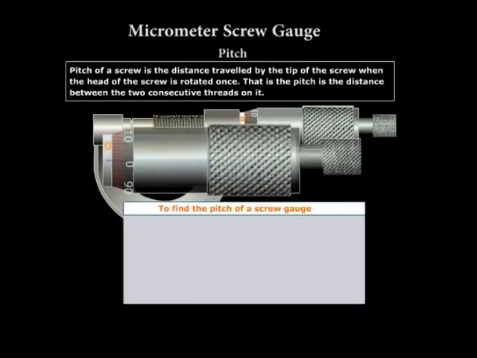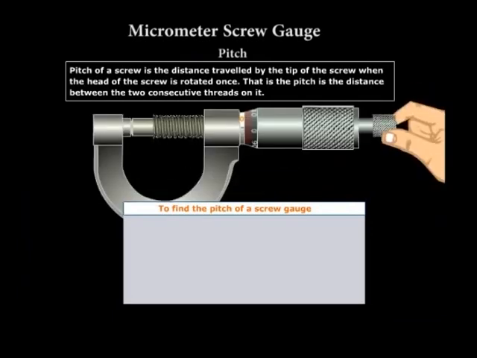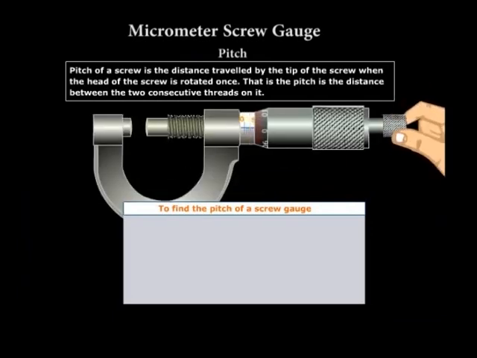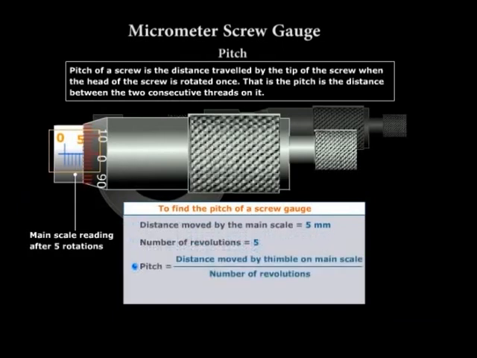In order to determine the pitch, rotate the screw, say 5 times. Record the distance moved by the main scale. In my gauge, the distance moved is 5 millimeters. Number of rotations is equal to 5. Pitch is the distance moved by the thimble on the main scale divided by the number of rotations, which is equal to 5 over 5, which gives me 1 millimeter.